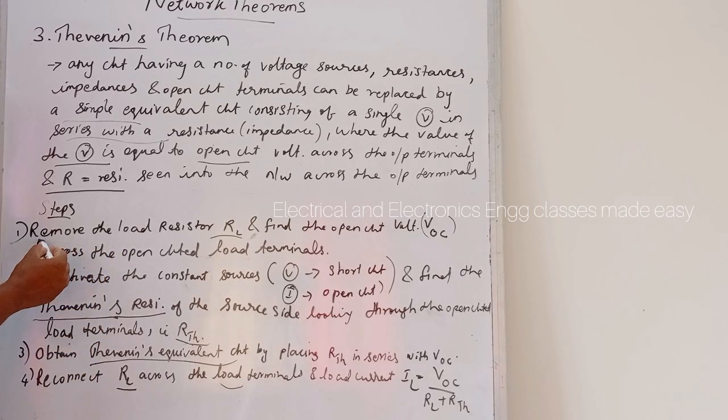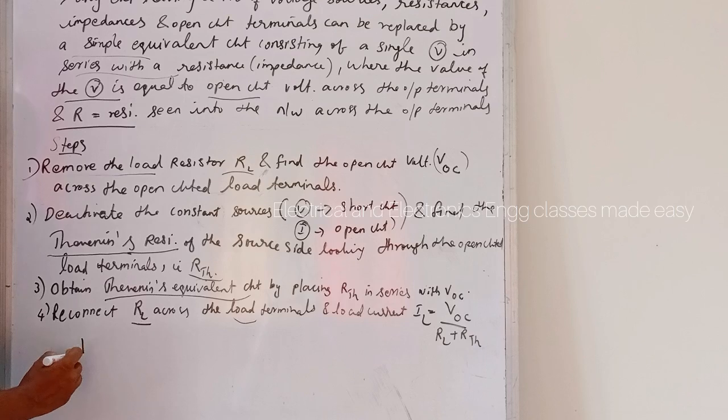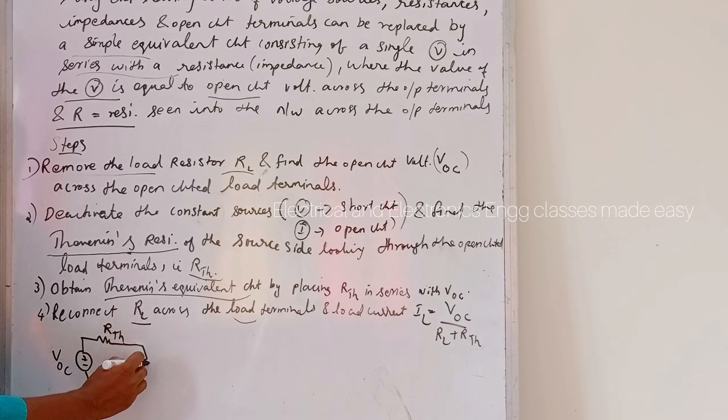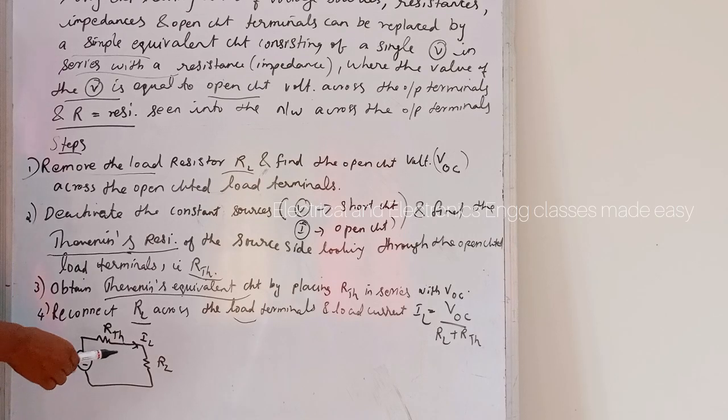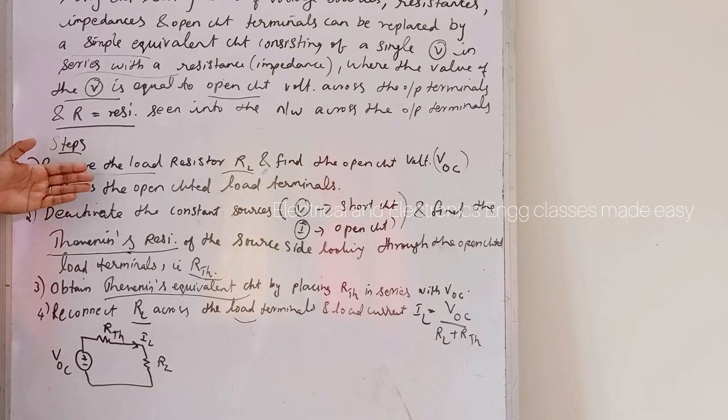In the first step we removed the load resistor, so in the last step connect RL. After the final step the circuit will be like this: this is VOC, this is RTH, and this is the load resistor RL, and we have to find the current IL. So this is the final circuit diagram after applying Thevenin's theorem. In this way we apply Thevenin's theorem and find the Thevenin's equivalent circuit.